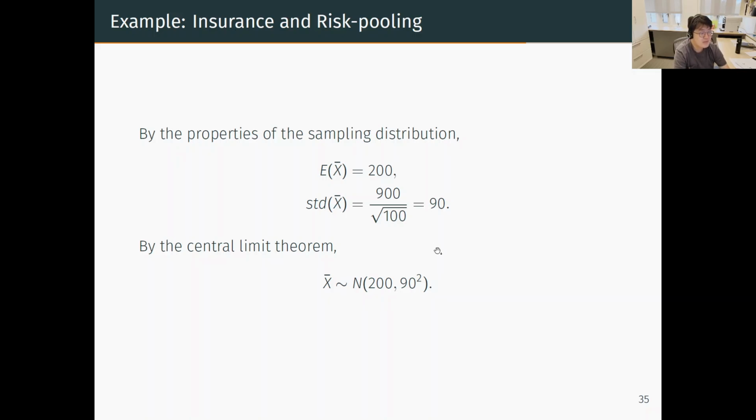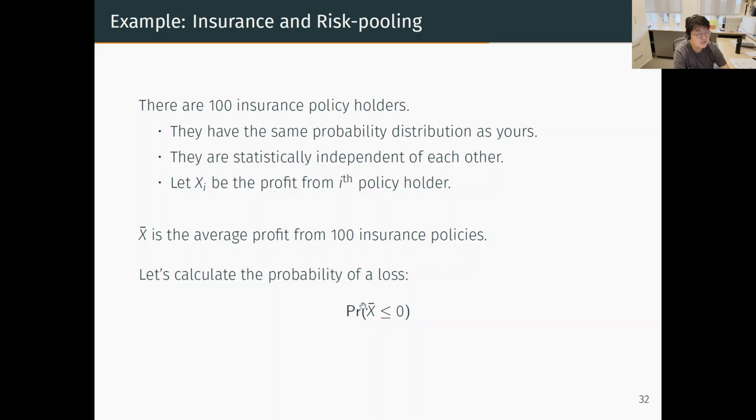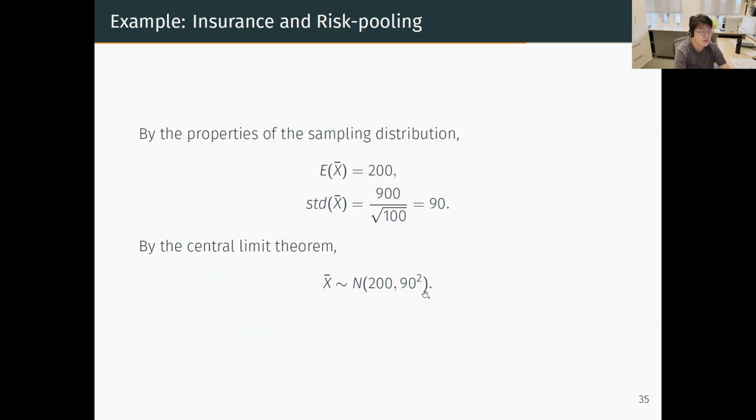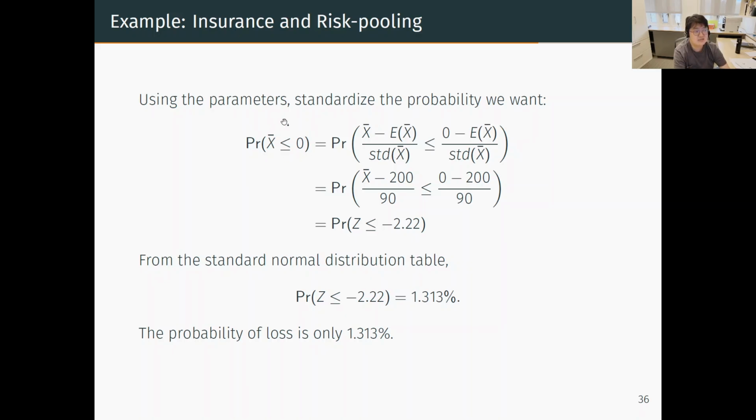So, remember, we are looking for the probability of loss out of 100 customers. That probability is like this, and we are going to calculate it. You know how to do it because it is a normal distribution with known parameters, right? That means you have to standardize the non-standard normal random variable this way.